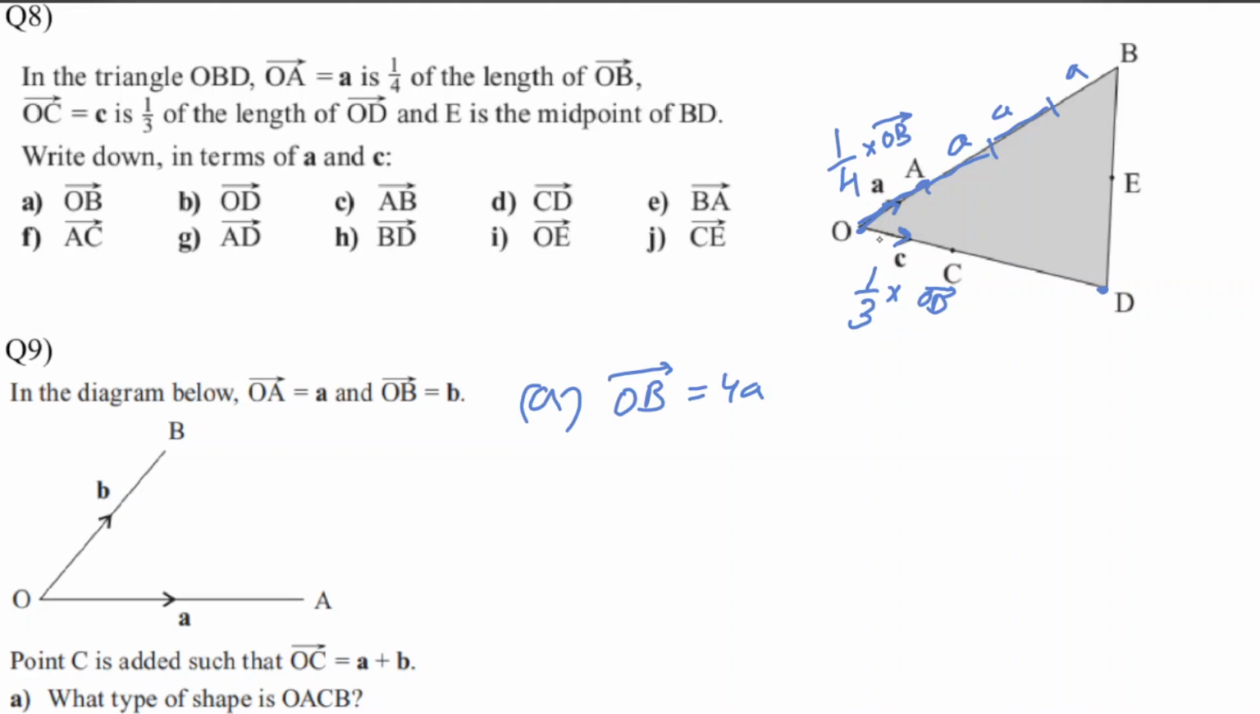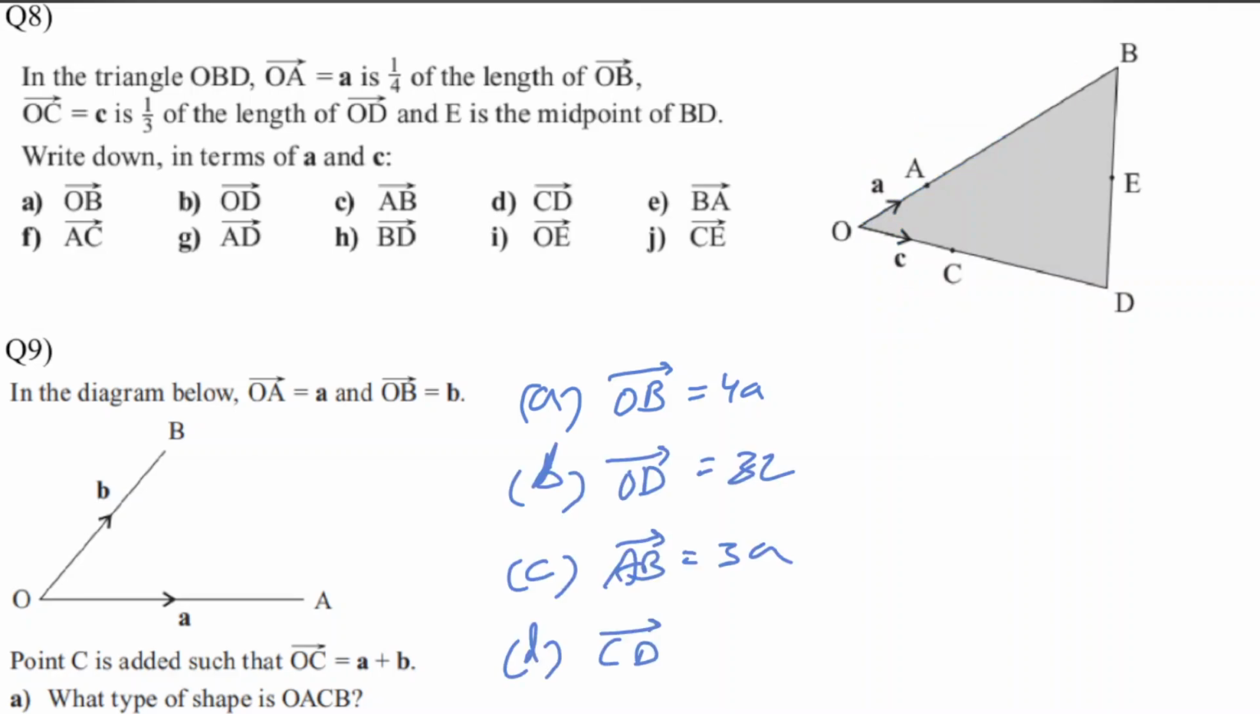And what is CD? If this is C, then this should be 2C, right? The total is 3C. So CD will be 3C. What is BA? If AB is equal to 3A, BA will be just the opposite of that. It should be minus of 3A.